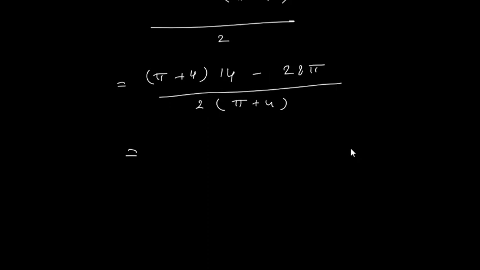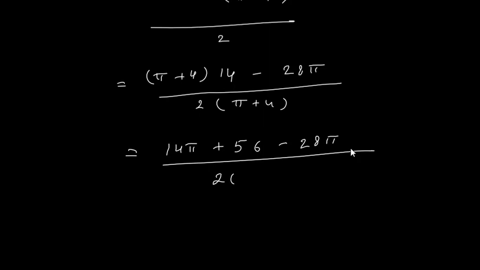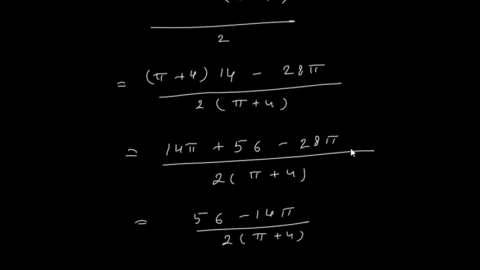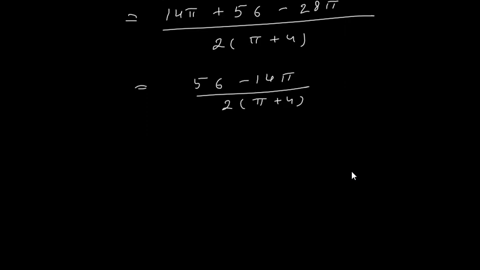14 pi, this is 14 pi plus 14 for the 56 minus 28 pi upon, this is 2 into pi plus 4. Now this is 56 and here we have minus 14 pi upon 2 into pi plus 4. This 56 I will take common and cancel, so it will become 28 minus 7 pi divided by pi plus 4. So 7 I can take common, or I will keep it as it is.